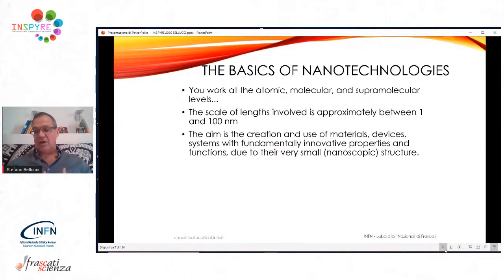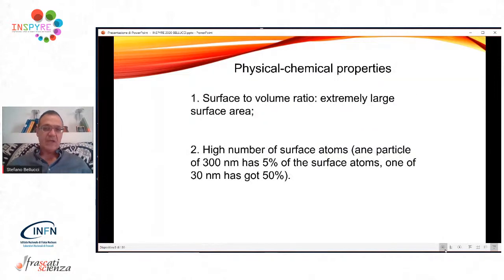So nanotechnology means that because we have a thin film or a small particle, then we have a new property, a new property that we can use to our advantage. What is the reason? I promise to explain. It's very simple. It's a very large surface to volume ratio. That means that we have an extremely large surface area in a nanoparticle.